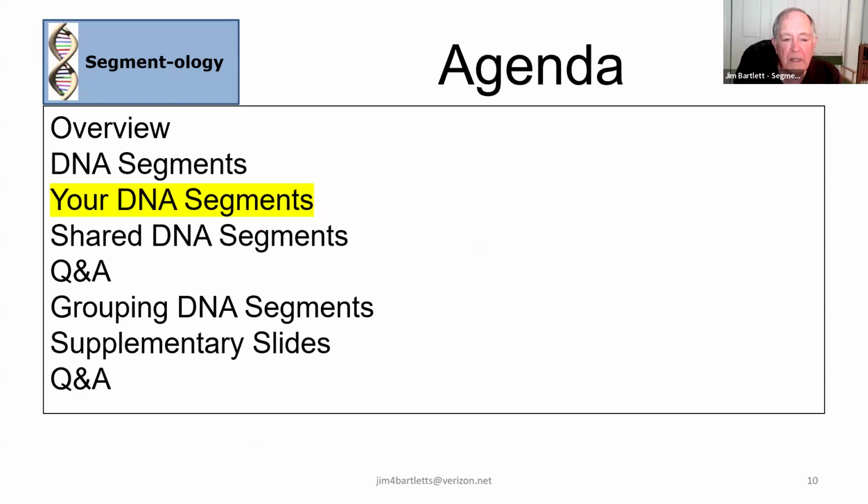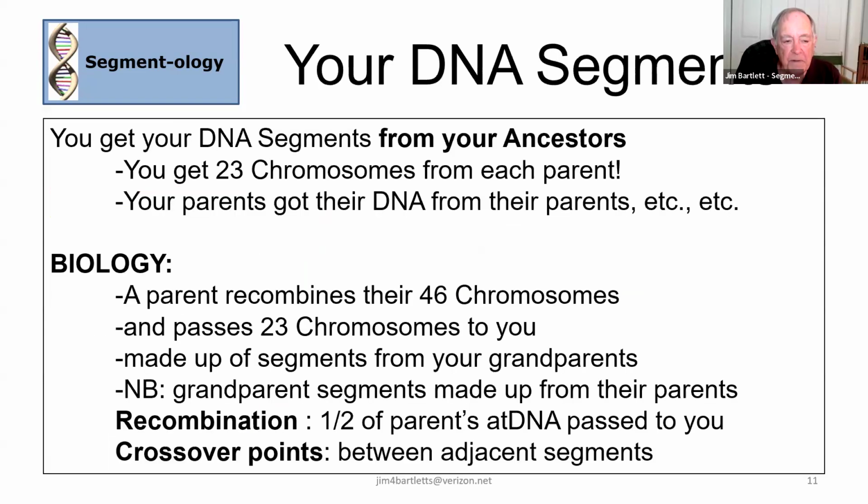Now we're going to talk about your segments, your specific segments. You get your segments from your ancestors, and actually you get 23 chromosomes from each parent, and your parents got their DNA from their parents, et cetera, et cetera. So each one of these chromosomes is going to have lots of segments in it from different ancestors, different levels of ancestors.